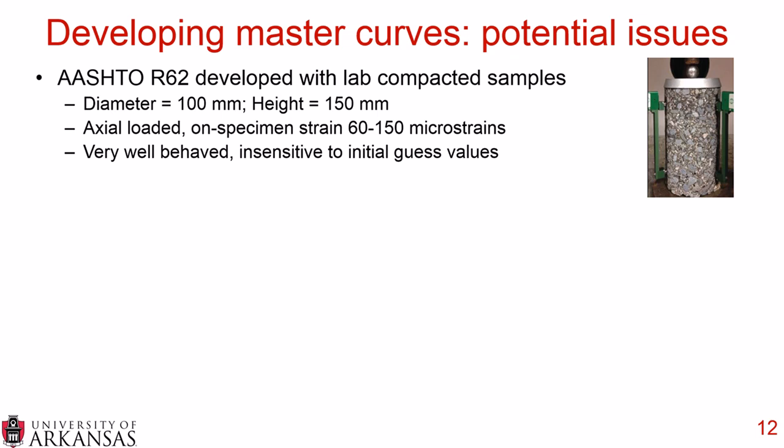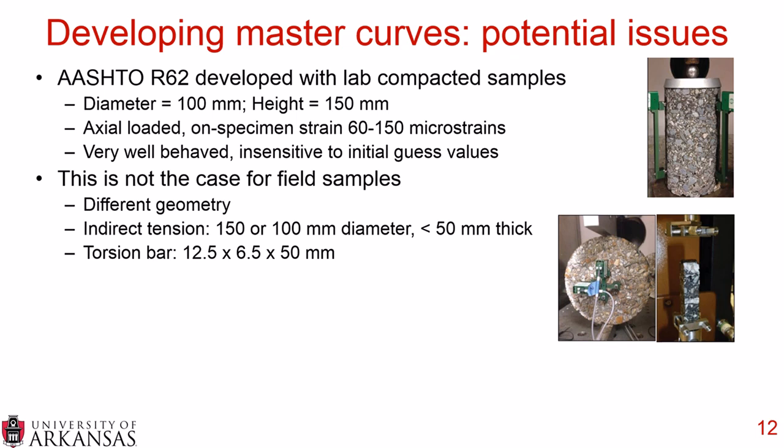Plus, you would then have a horizontal sample, so it wouldn't even be representative of what's happening when a load goes over a pavement section. So this is not the case for field samples. You have a different geometry, because you have lifts that are usually 2 to 3 inches thick for your samples. If you take a look at the indirect tension test, you can have a sample that's 150 or 100 millimeters in diameter and 50 millimeters or less thick. So this is very conducive to a single lift for an asphalt concrete pavement.